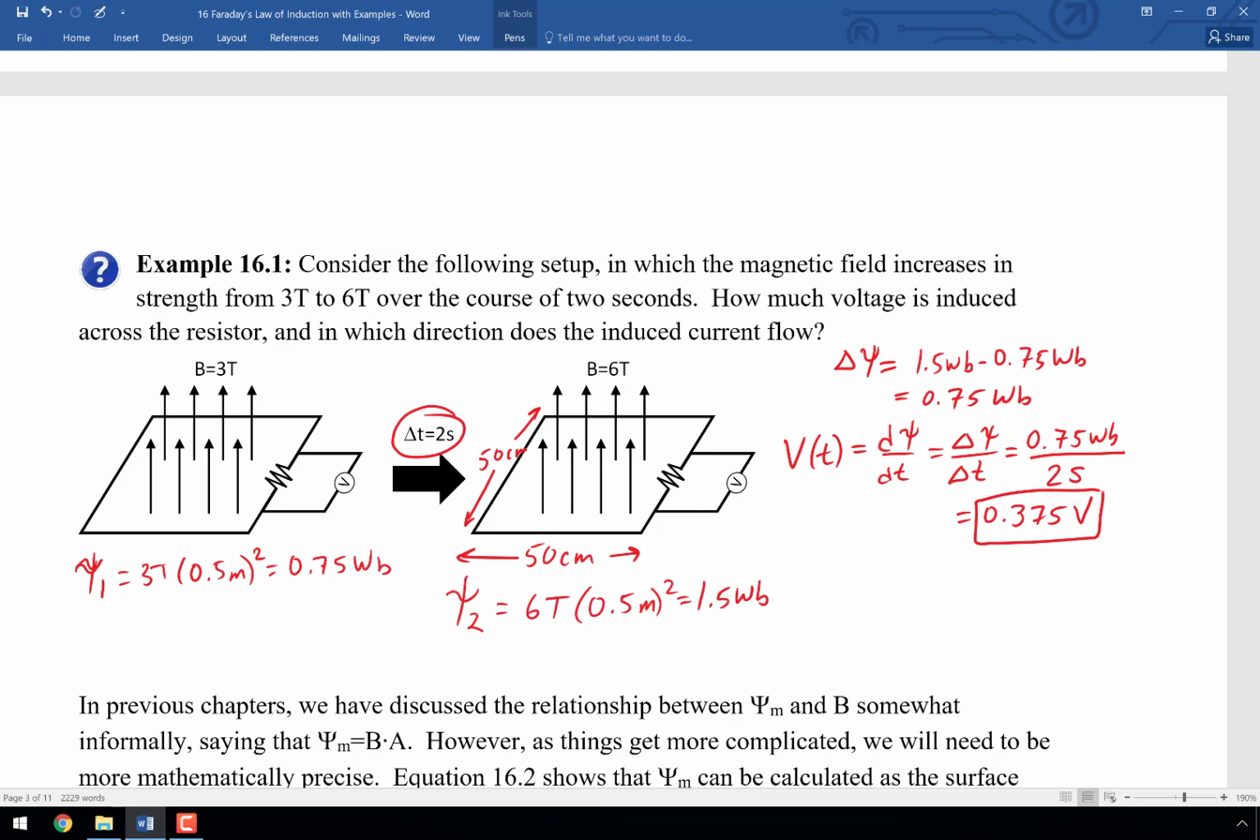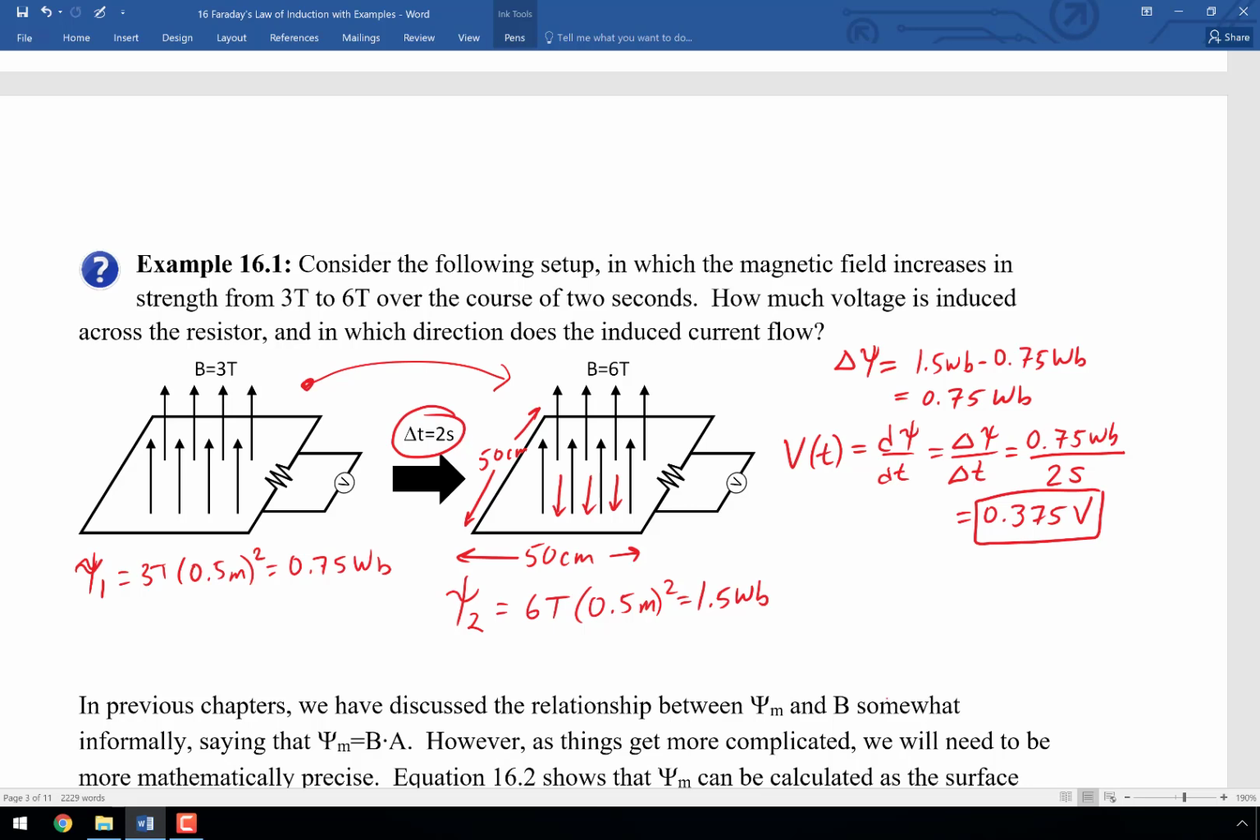Which direction is the voltage going? Well, notice that when we go from the first situation to the second situation, the magnetic flux is increasing. It's increasingly pointing vertical. That means that the magnetic flux that would correspond to the induced current would need to oppose that change. So it would need to be going downward. And so in order for the voltage to induce a magnetic field that would go downward, I would need to use my right hand grip rule.